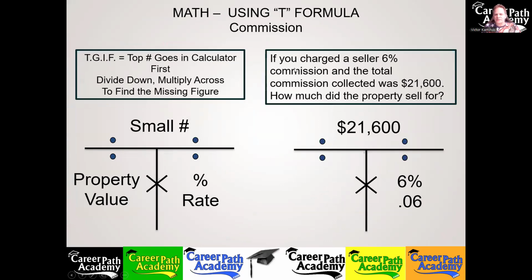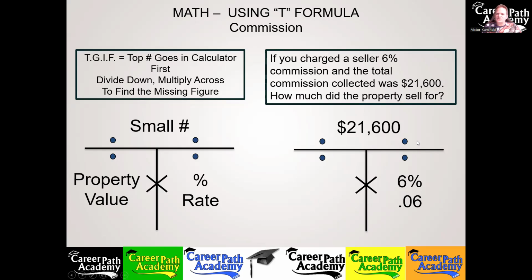So here's a question. They don't give you this T formula on the exam. They just give you this: If you charge the seller 6% commission and the total commission collected was $21,600, how much did the property sell for? Well, on your scrap paper, you would need to know the T formula. You write the T formula and fill in the numbers. We're trying to figure out how much the property sold for, so that's going to be a lot more than the commission.